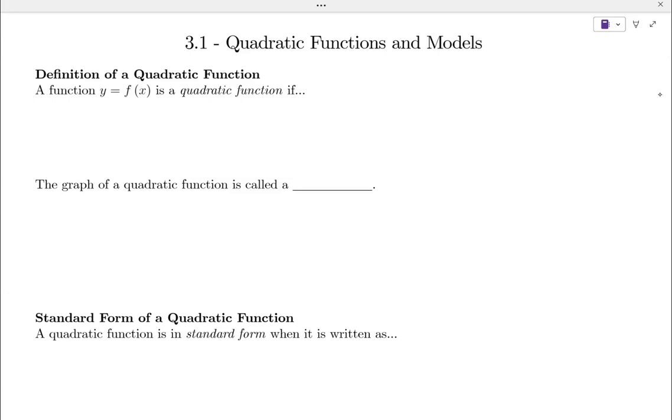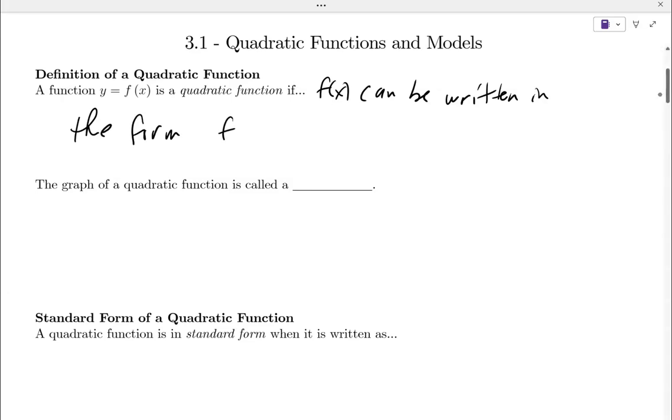So we refer to something as a quadratic function if f of x can be written in the form f of x equals ax squared plus bx plus c, with a not equal to 0. Why do we make sure that a is not equal to 0? If a is equal to 0, what kind of function do you really have?